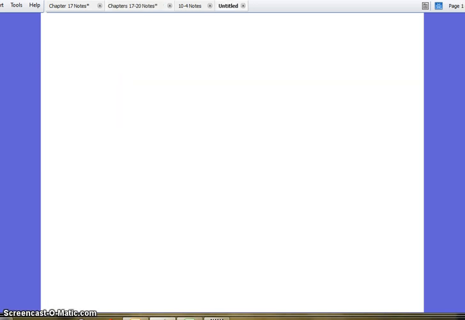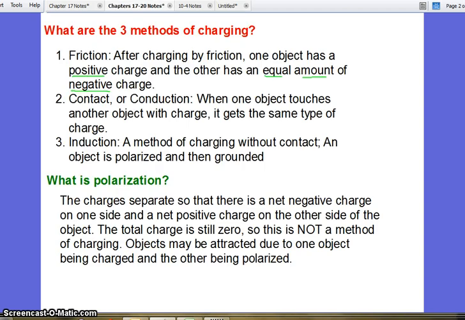So let's say that we have a balloon, and we rub some kind of a fur on it. What's going to happen is the balloon will get a negative charge, and the fur will get a positive charge, equal in magnitude, which is, of course, positive instead of negative. So that is the first method of charging an object, probably the simplest way of charging an object.